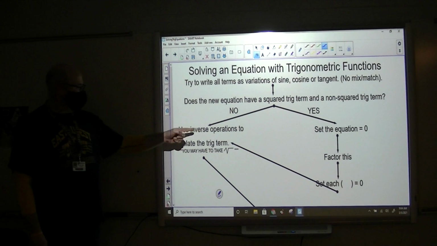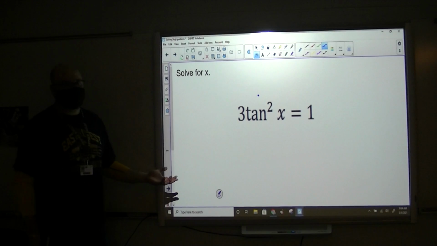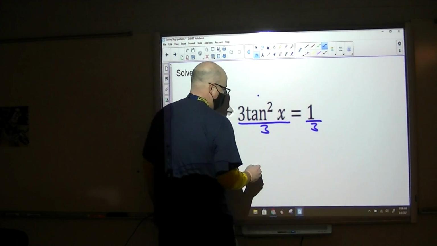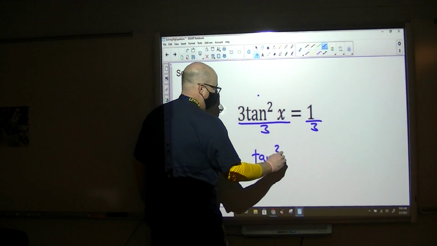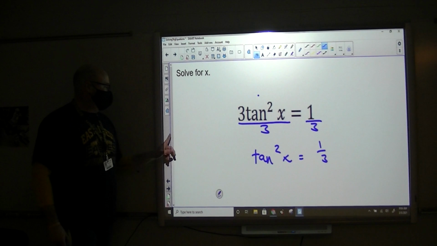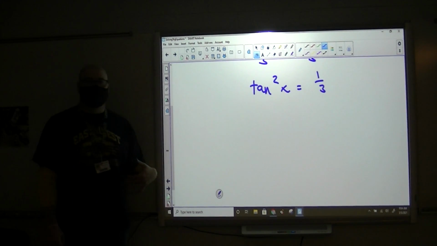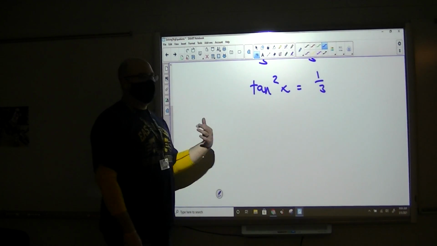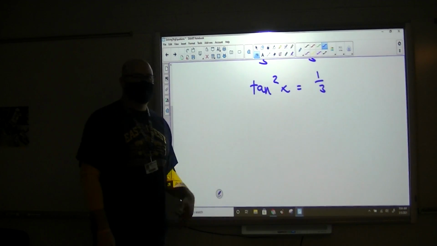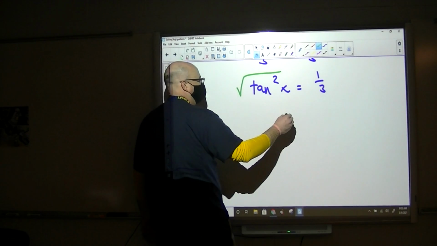Okay, so we're here. Use inverse operations to isolate the trig term. This problem is very similar to the one we just did, right? So we're going to divide by 3, and we have tangent squared x equals 1/3. Now we have to take the square root, just like we did in the previous problem. If you didn't watch the previous problem, go back and watch it. It'll be like example C or D or whatever. Whatever letter comes before this one.